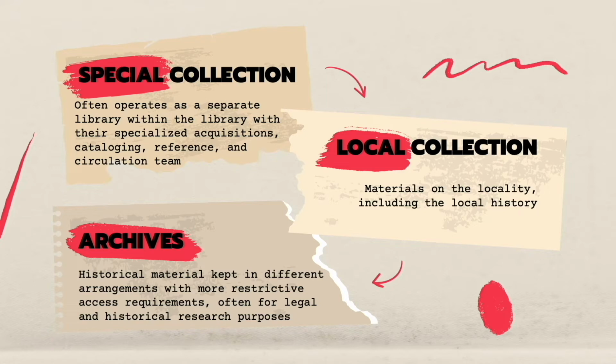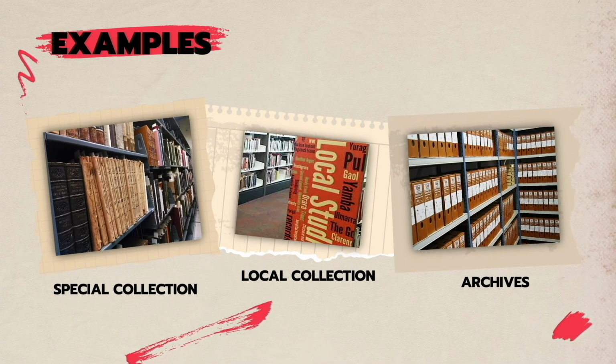Second, stored in the local section of the library are materials on the locality, including the local history. In addition, rare books, manuscript collections, catalogs, photographs, and posters on the subjects will be collected and stored in this library area. Third, archives are the historical material kept in different arrangements with more restrictive access requirements, often for legal and historical research purposes. Archives can be a separate department or section. Here are some of the examples.